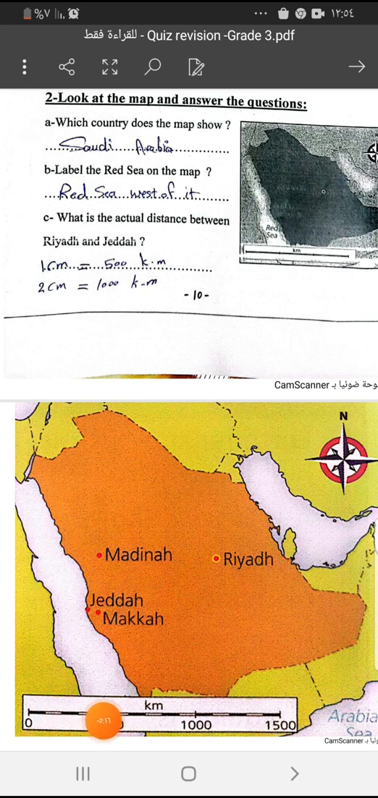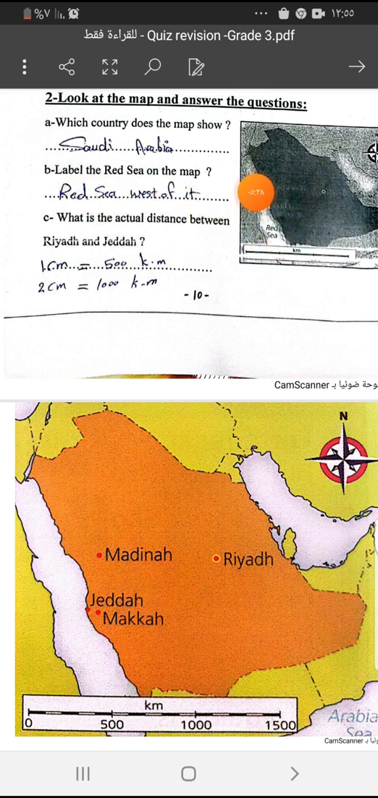So 1 centimeter here equals how many kilometers in real life? We can see this and understand it from the map scale. Of course, every map has a different scale, the scale is not the same for all maps. This question is here. Which country does this map show? This one is the same as this one. Yes, Saudi Arabia. Label the Red Sea.